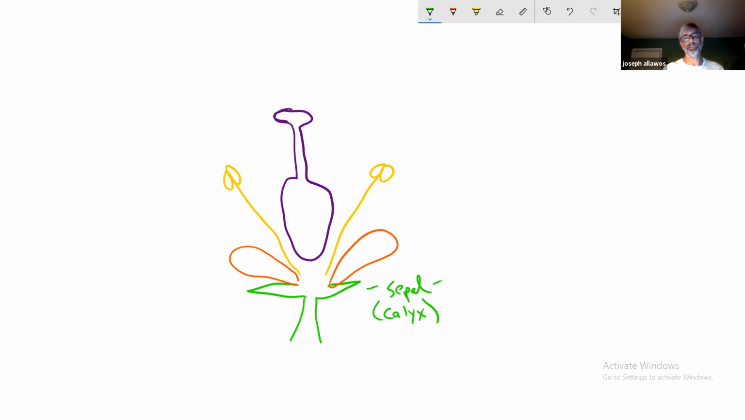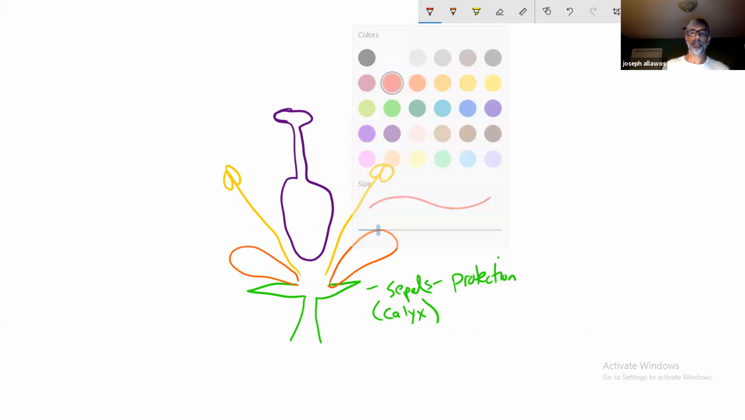Okay, what do the sepals do? Protection. They protect the developing bud. Think about a rosebud that your sweetheart might give you and those little green clasping structures that are protecting the underlying flower parts. Okay. So this flower has a calyx.